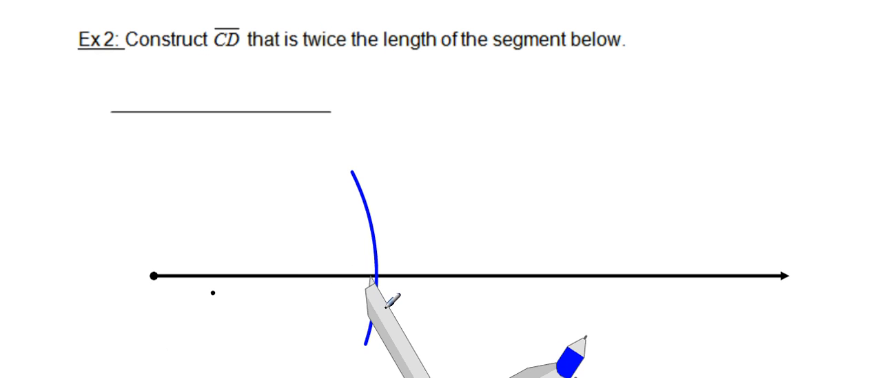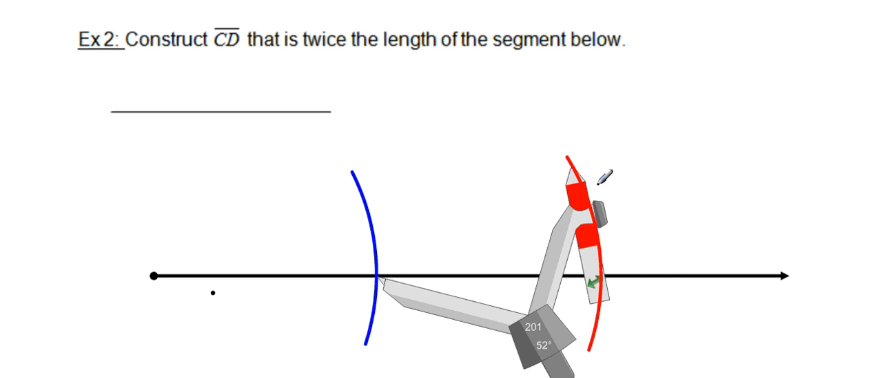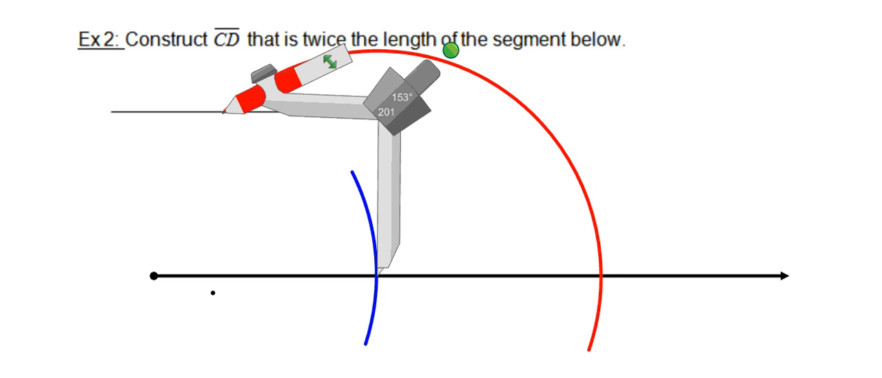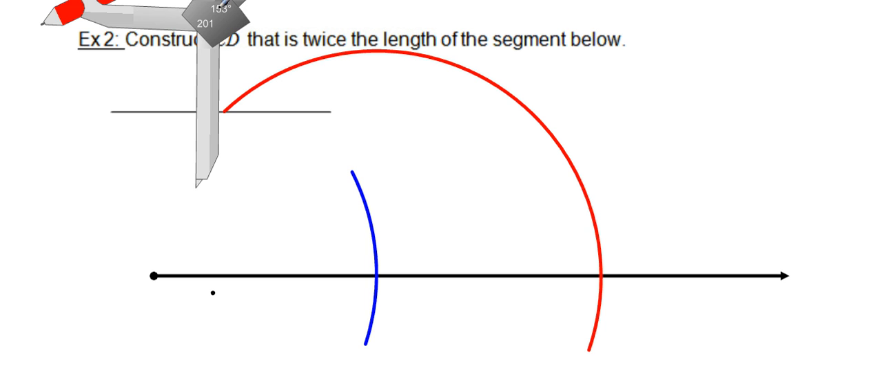So I'm going to come over here to where my arc intersected my line segment, and I'm going to draw a second arc. We'll move that compass out of the way. And now the distance between those two endpoints is going to be exactly double what the original was, making its length twice the length of the original. And since they said construct line segment CD, I'm going to label its endpoints C and D.